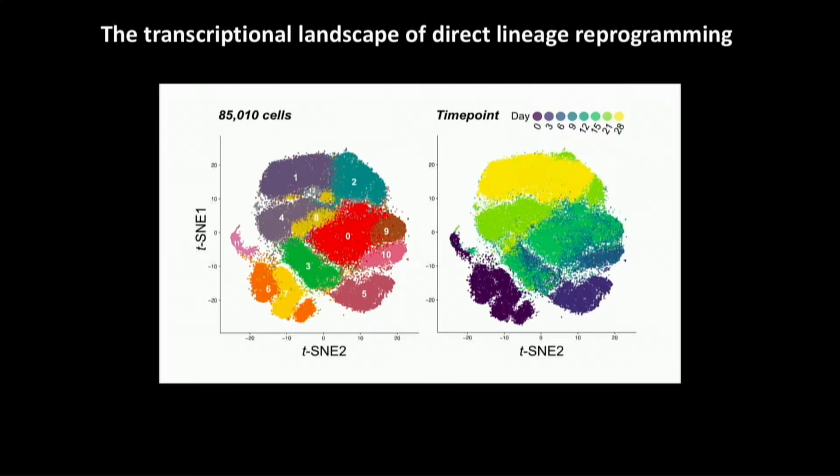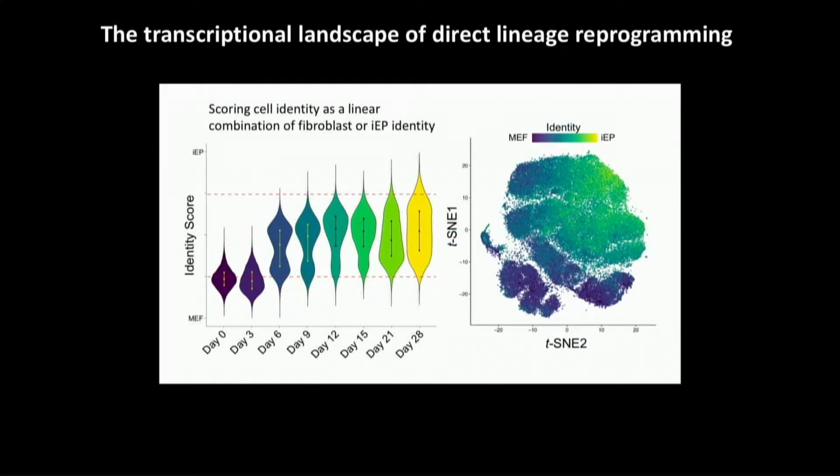We identify 13 clusters of transcriptionally distinct cells. You can see the mouse embryonic fibroblasts down here at time point 0, and over time, our reprogrammed cells emerge. We've used a method that's previously been published by Barbara, so thank you for sharing this approach with us. It's been really helpful for us to score cells as a linear combination of either the starting cell type, which are MEFs, and the target cell type, which are these induced endoderm progenitors, IEPs. You can see over the time course of 28 days that this induced endoderm progenitor gradually emerges.